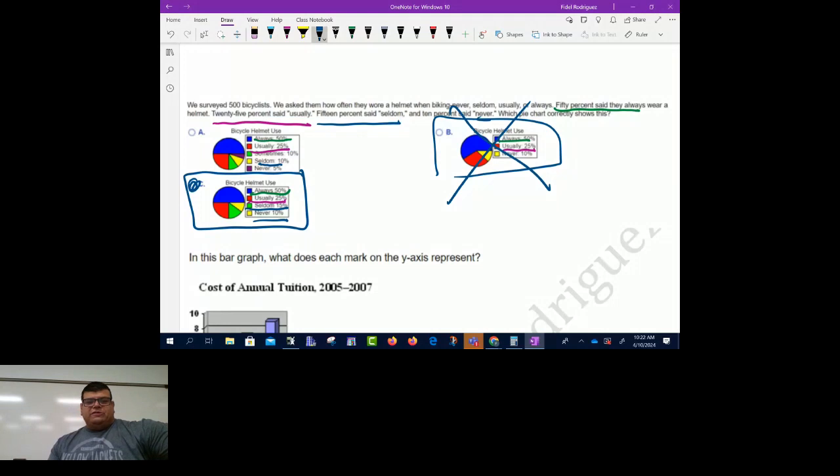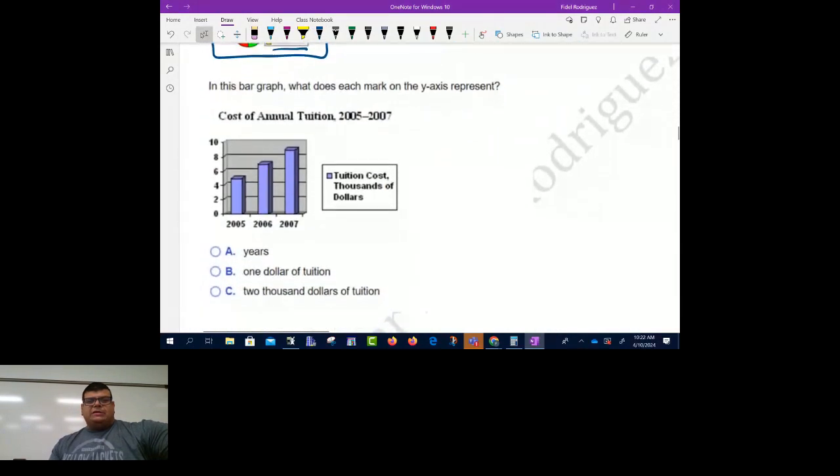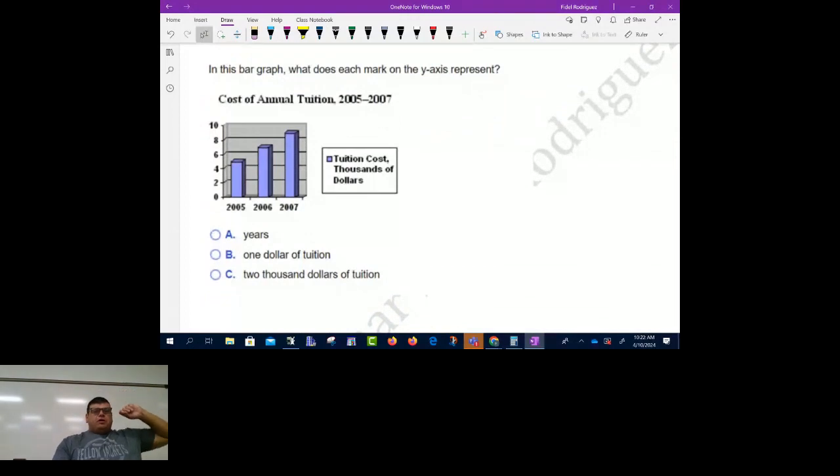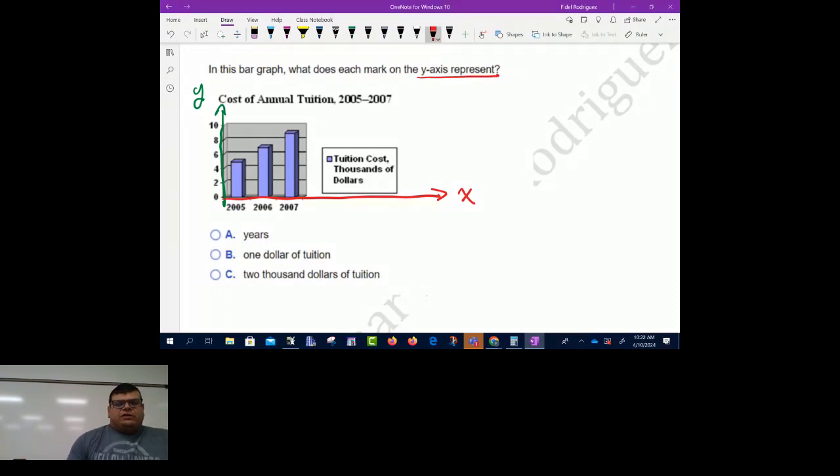Alrighty. So y'all, let's take a look at the next part. It says in this bar graph, what does each mark on the y-axis represent? When you have a graph like this, the y-axis is always the one that goes up and down. The x-axis is the one that goes left and right. So they're asking me, what does each mark on the y-axis represent?